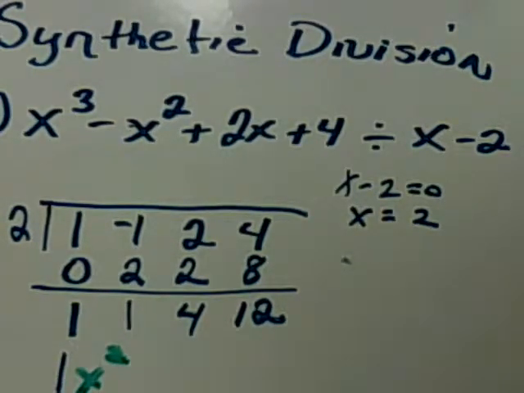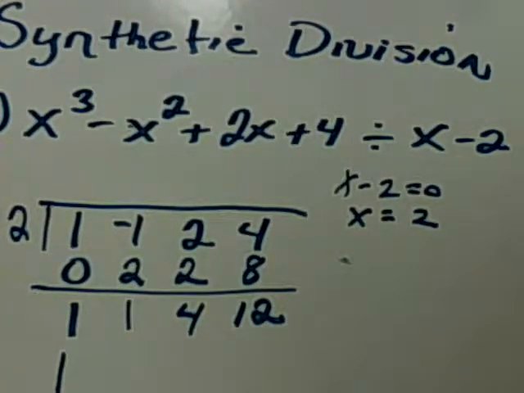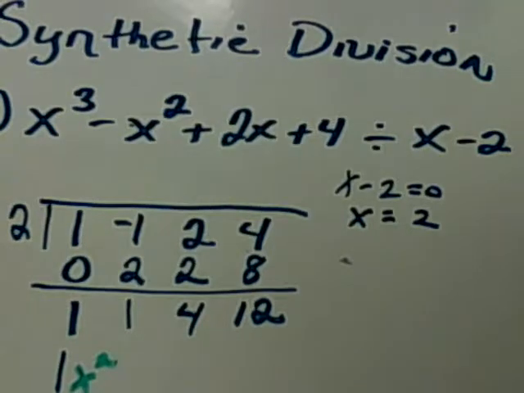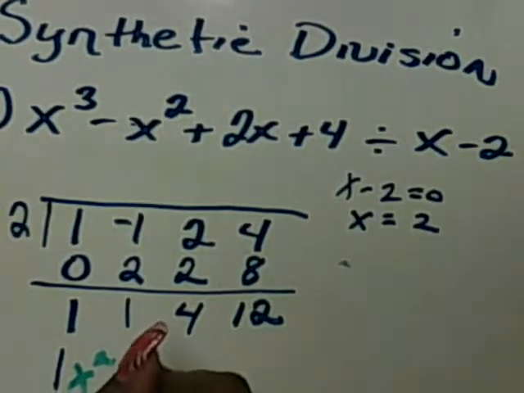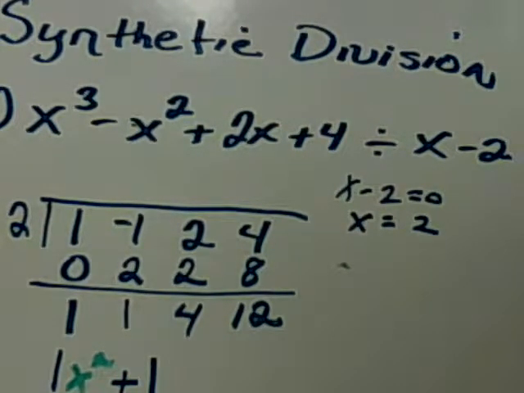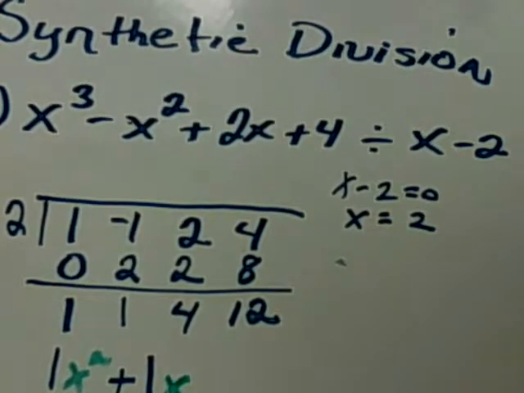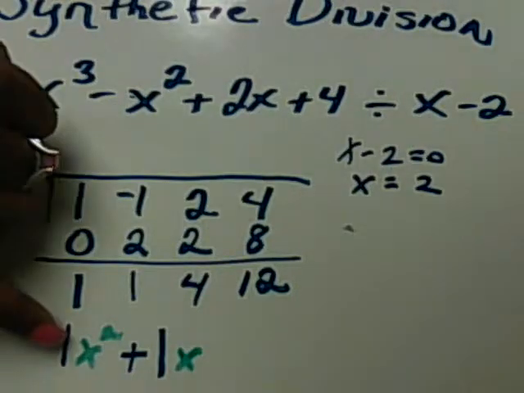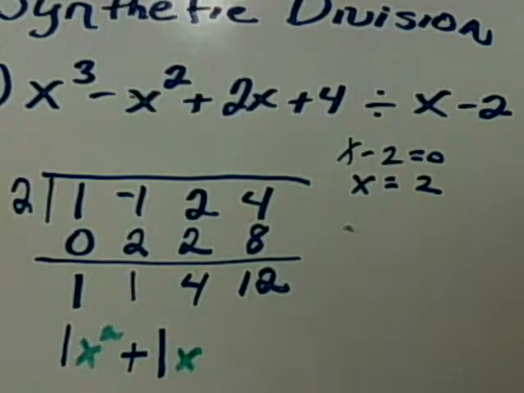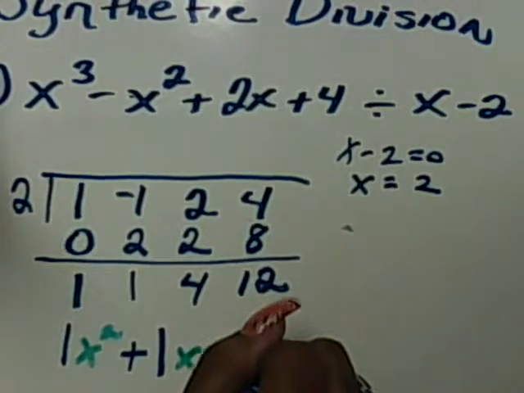Okay, so 1 and then x squared. Right? And then the next one is a positive one, that's plus that 1. And that's going to be x. I'm going in descending order. Right? Then, after you get x squared, x, then you have the whole number. So that's going to be plus 4. Right?